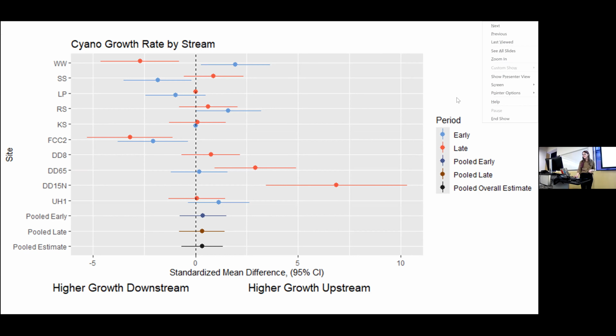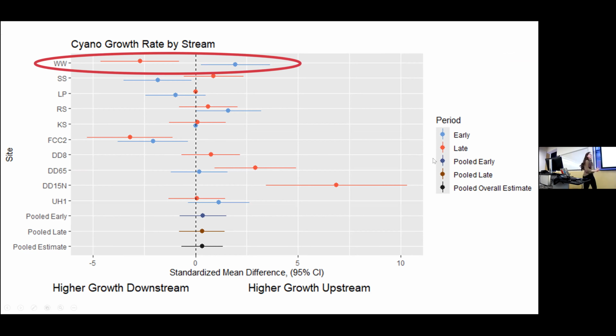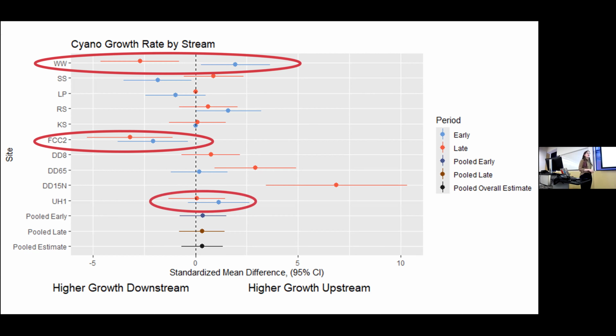All right, so let's look at wetland WW. Earlier in the summer, there was higher growth rate of cyanobacteria upstream, but this relationship shifted across the summer, and towards the end, there was higher growth downstream. Whereas in FCC2, there was just consistently more cyanobacteria downstream. In our reference site of Union Hills, there was never any difference.